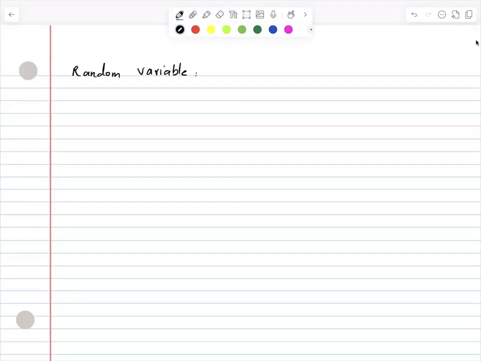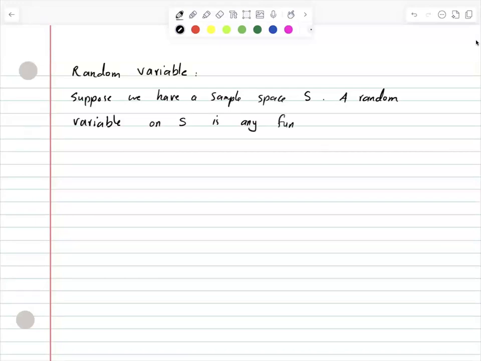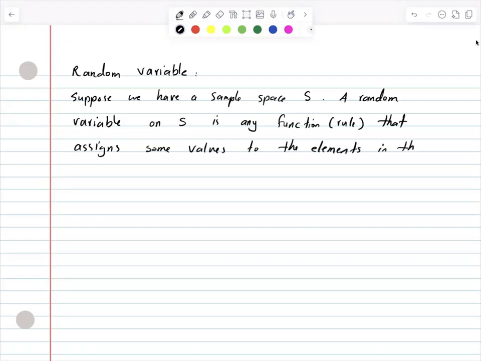On the topic of random variable, suppose we have a sample space, and we denote it by S. A random variable on S is any function or any rule that assigns some values to the elements in the domain that here we denote by S.